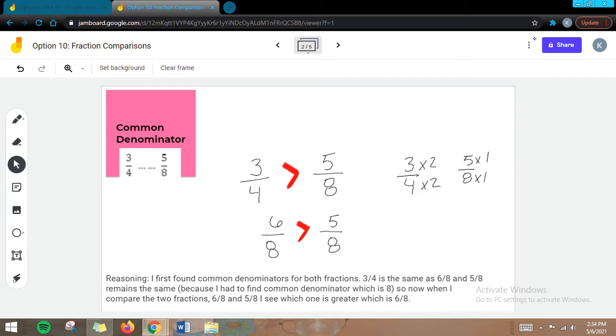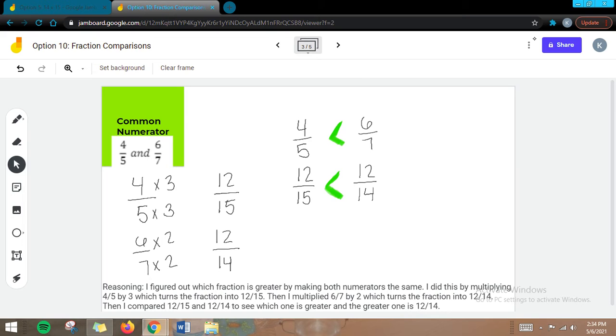And then my reasoning I wrote down here, I said I first found common denominators for both fractions. 3/4 is the same as 6/8, and 5/8 remains the same because I had to find a common denominator, which is 8. So now when I compare the two fractions, 6/8 and 5/8, I see which one is greater, which is 6/8, which is the same as 3/4.